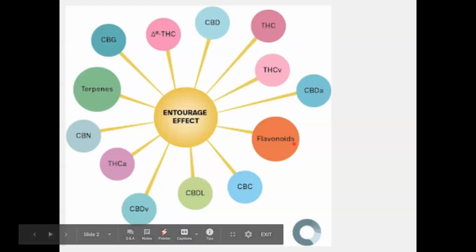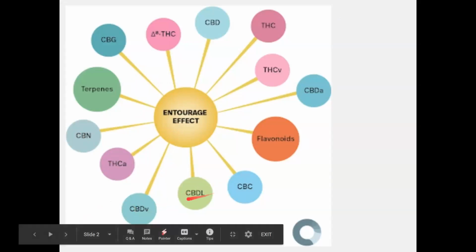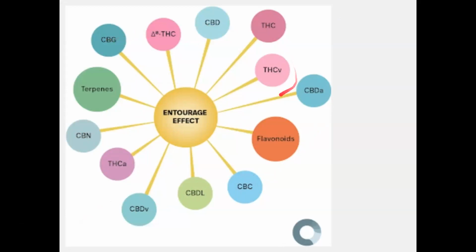So what is the entourage effect? This chart I had shown you earlier also. The entourage effect is something like this. You have CBN, CBTSC, CBDV, CBDL, CBC, the cannabinoids. So you have the cannabinoid content on one side. Then you have the terpene content, the natural essential oils present in the cannabis plant. And you have flavonoids, which are those contents that give flavor to the cannabis.